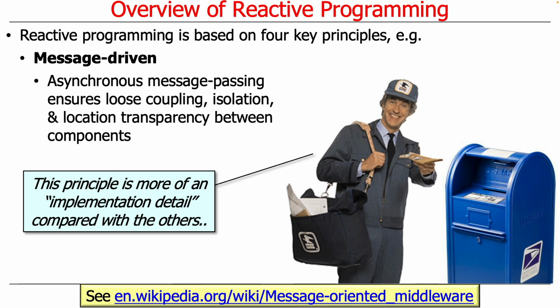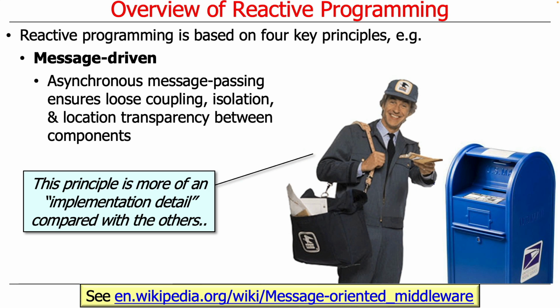And then the final principle, which is a little different than the other three, is being message-driven. So the first three are really about concepts and principles that are generic, like auto-scaling, elasticity, reliability, low latency, those kinds of things, responsive. This is about how we accomplish that. And the idea is to be message-driven, which means we're going to have asynchronous message passing between components to ensure loose coupling, isolation, and location transparency. So this principle is much more of an implementation detail. And we'll talk more about that in a moment.